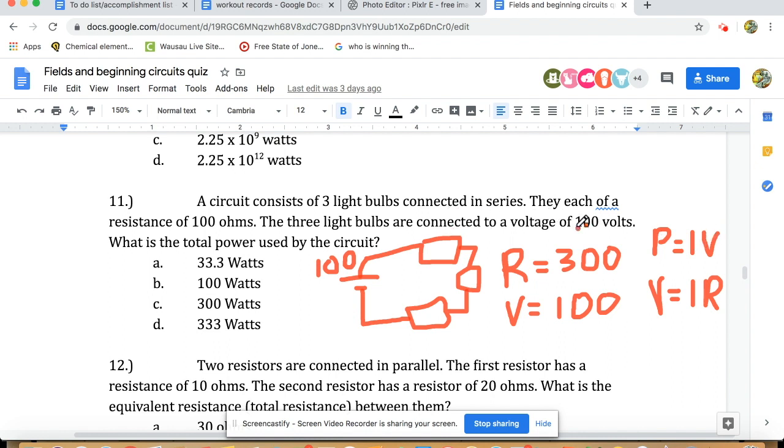So V squared is 100 squared over R, which is 300. Well, 100 squared is 10,000 divided by 300 is 33.3. So basically just using this equation to solve for power. You can combine the equations if you want, or you can solve for I first and then plug it into here to solve for power. Either way you look at it, you get 33.3.